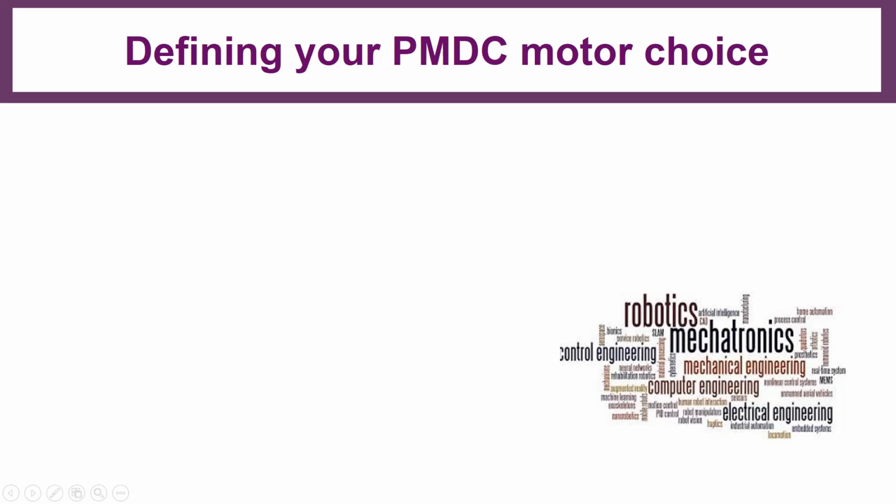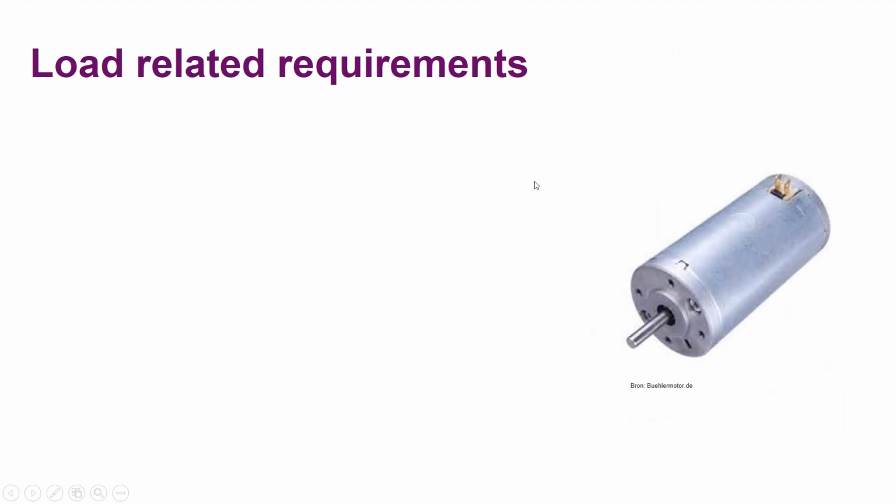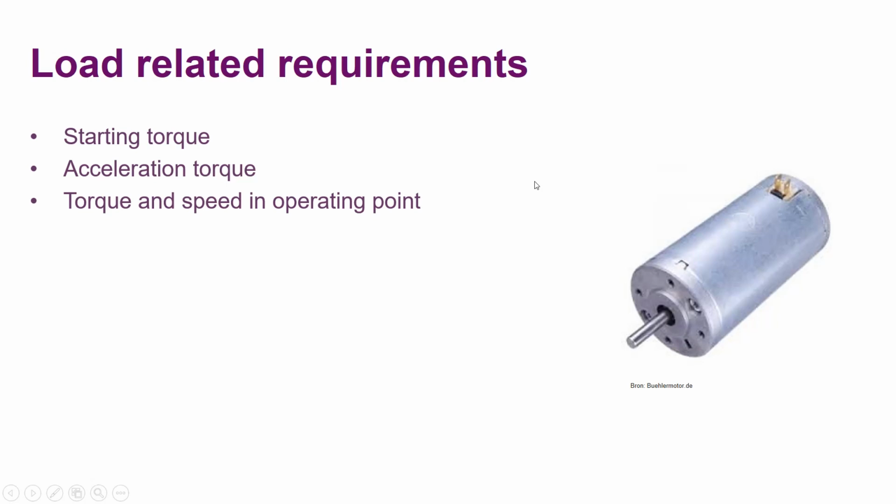Hi everybody. This video is about defining your PMDC motor choice. When you start designing an application with a motor inside, you have to take care of a lot of requirements. So you have load related requirements. Probably you have a requirement on the starting torque, the acceleration torque, and of course torque and speed in your operating point. Then you have probably requirements on the maximum axial load force or the radial load force.